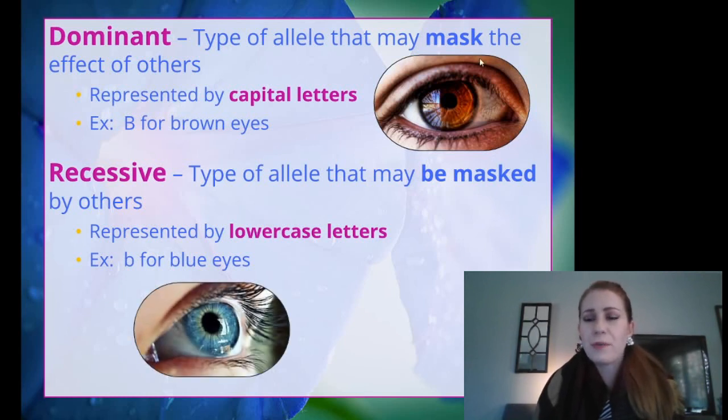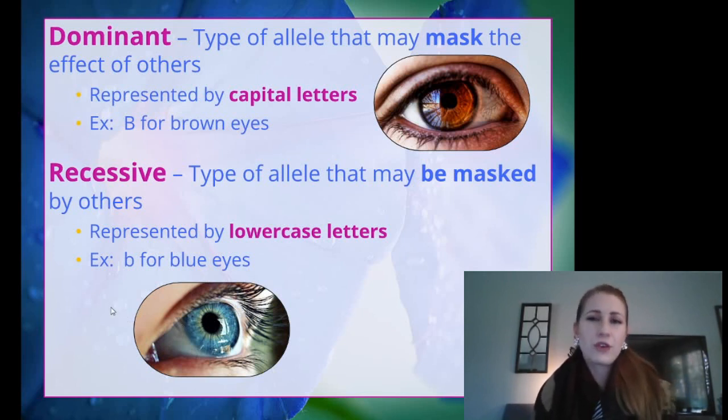So again, we've got big B here for brown eyes and little b here for blue eyes. They're both eye color traits. They're both alleles for eye color, but they're different, and one is going to be more dominant over the other, or will show through more often.